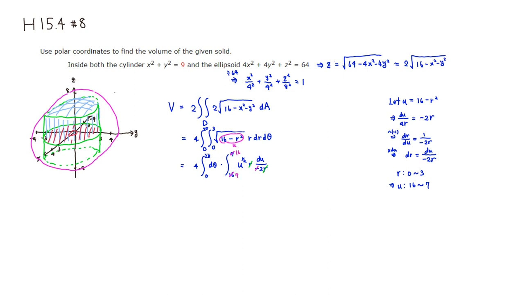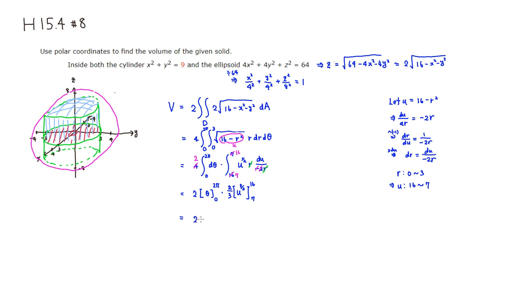So let's integrate it. Also, we have a 2 on the bottom here and can cancel that, so it's going to be just 2. So this is going to be 2 times the antiderivative of 1 with respect to theta, which is theta, going from 0 to 2 pi, times the antiderivative of this, which is u to the 3/2 power. Divide by 3/2 is equivalent to multiplying by 2/3. And this is going from 7 to 16.